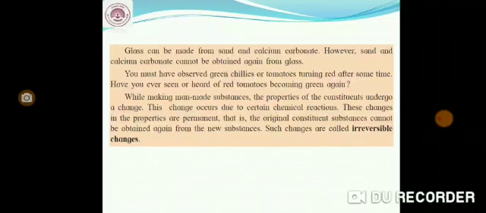Okay, very simple examples given: red chili which cannot go back to becoming green again, and a red tomato which cannot go back to becoming green again. There are some chemical procedures or processes that happen due to which it undergoes a change that is permanent and you cannot reverse it. Hence, it is known as irreversible change.